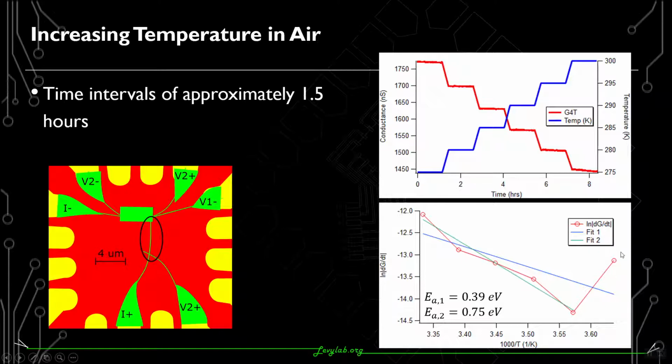So if we include this one point here in our activation energy, we see an activation energy calculated to be 0.39 eV. However, if we exclude that point and look only at these other 5 points, we see an activation energy of 0.75 eV, which is much closer to what we've seen in the decreasing temperature tests.